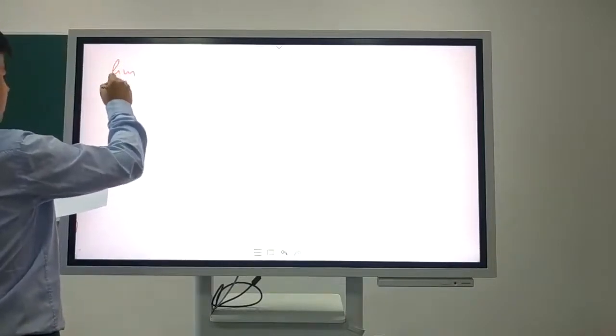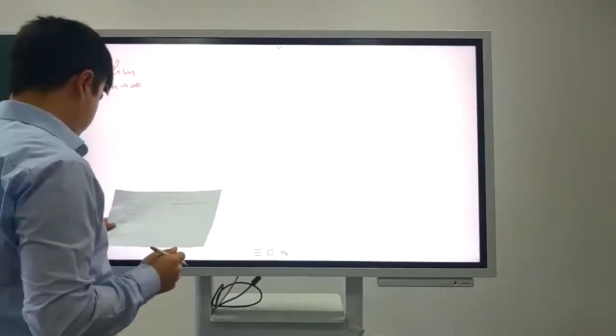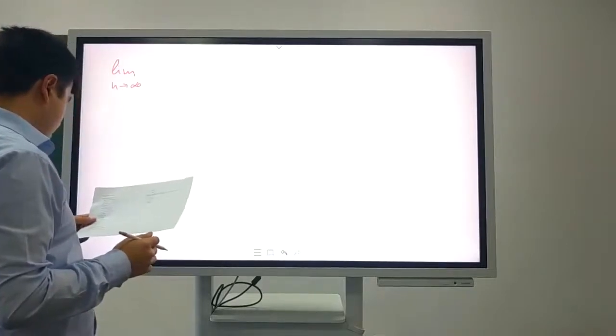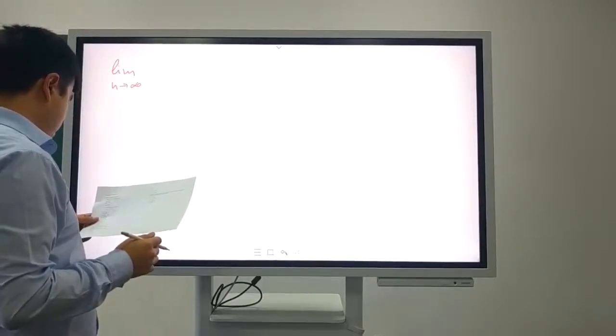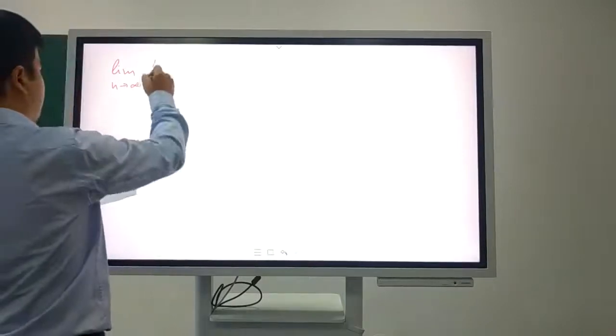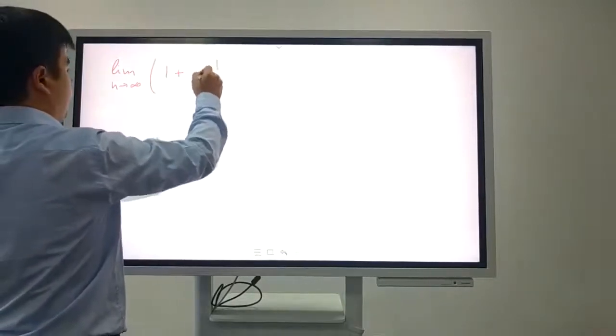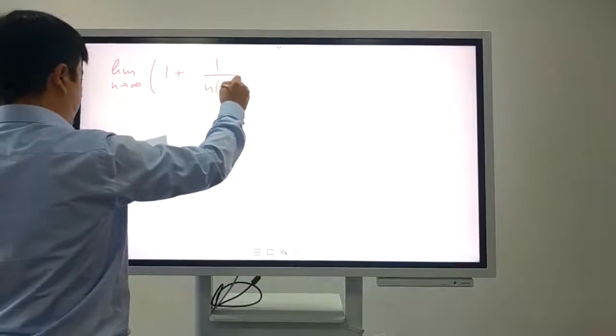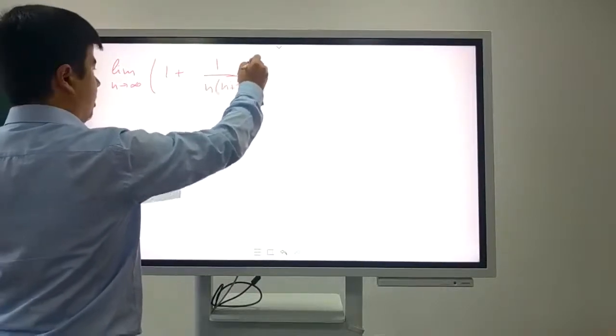Let's consider the next example. For example, limit n tends to infinity, 1 plus 1 over n plus 2, to the power of n.